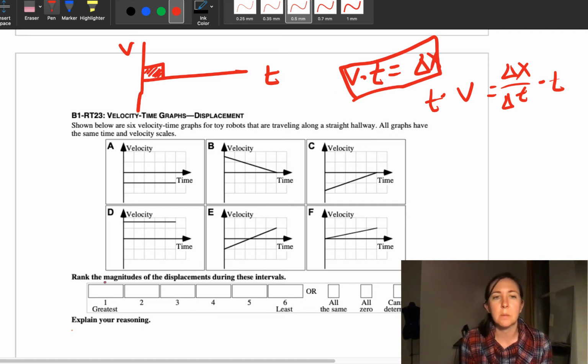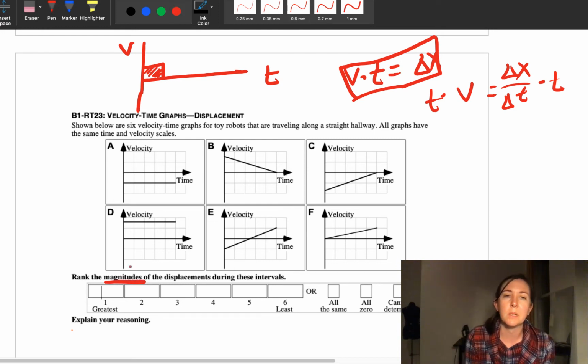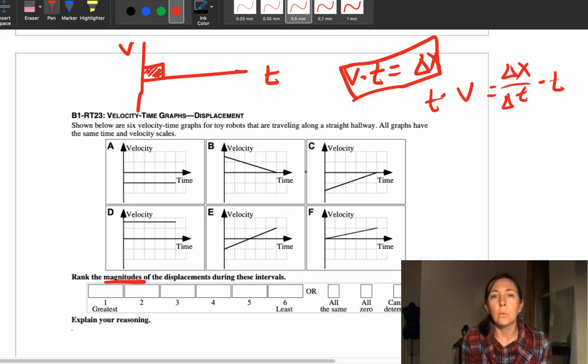And in this, again, it's the magnitude. So we just care about the number. We don't care about whether it's positive or negative. Remember that if something is below the x-axis, that gives us a negative displacement. And if it's above the x-axis, that gives us a positive displacement. So the magnitude of the displacement for E is actually just going to be 0 meters. And you can decide that this is just, the area is 1 meter.